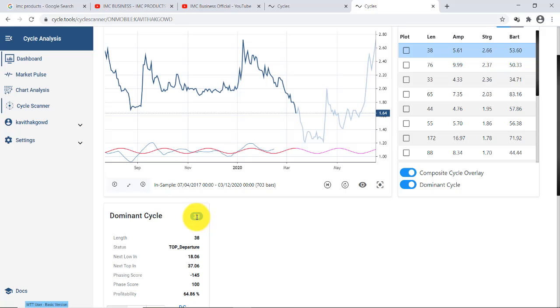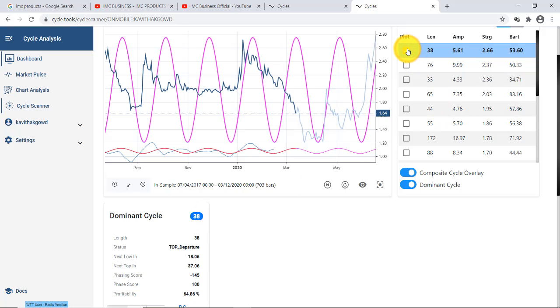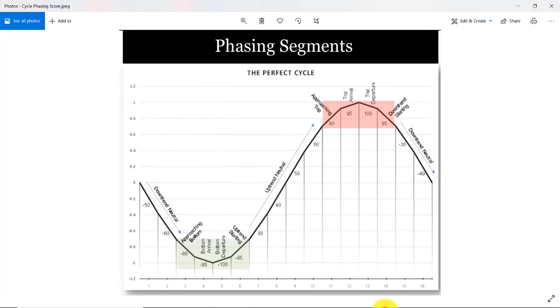But when we apply this dominant cycle, here it is showing top departure. So I am applying this one: top departure, next low in 18 days and next top in 37. So when do we see this top departure value? The top departure value will be seen here when the value is 100. So that means a 100 cycle should be there.